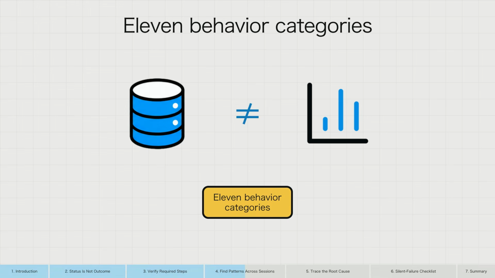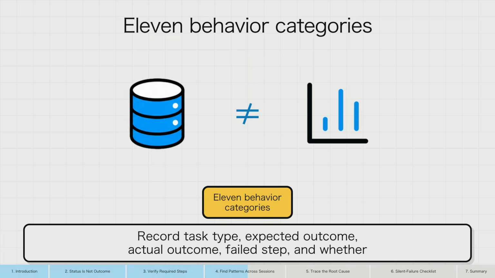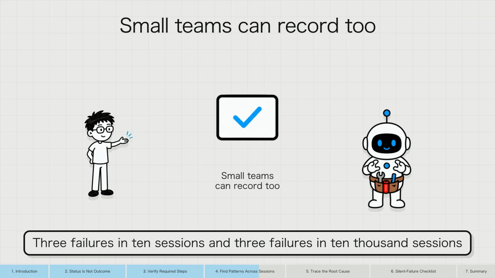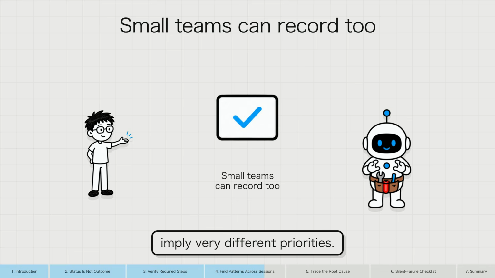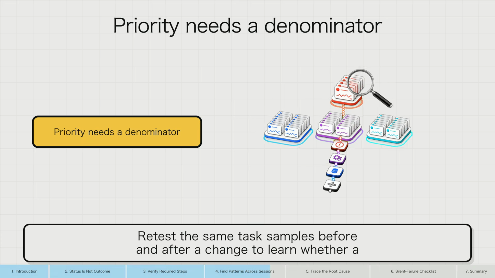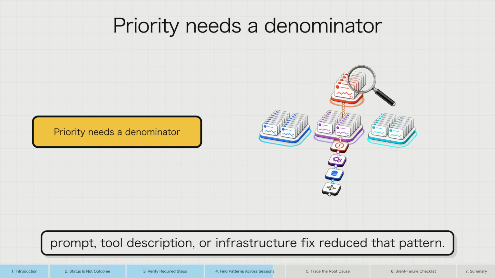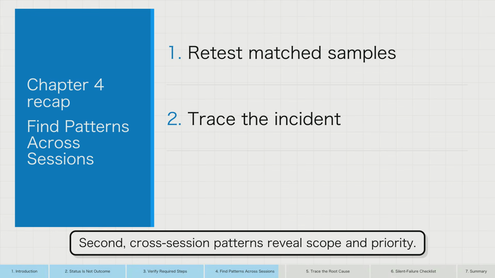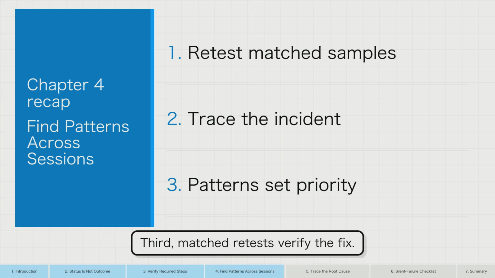An independent builder does not need the same product to apply the idea. Record task type, expected outcome, actual outcome, failed step, and whether a human took over, then cluster those records weekly. Always keep the denominator. 3 failures in 10 sessions and 3 failures in 10,000 sessions imply very different priorities. Retest the same task samples before and after a change to learn whether a prompt, tool description, or infrastructure fix reduced that pattern. Chapter recap. First, a trace explains an incident. Second, cross-session patterns reveal scope and priority. Third, matched retests verify the fix.